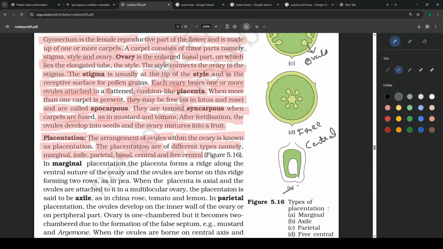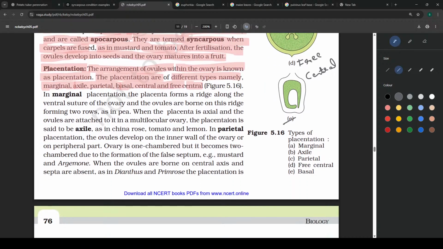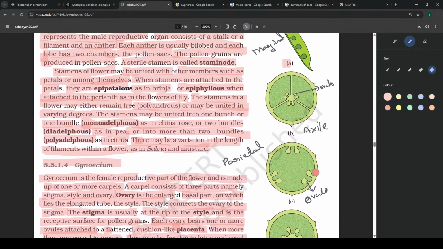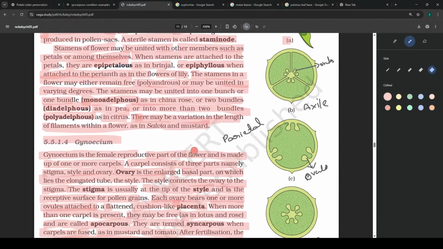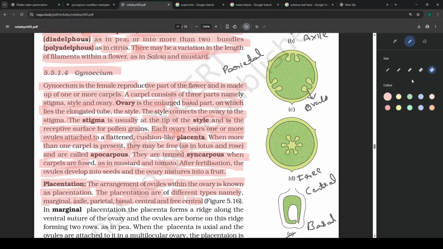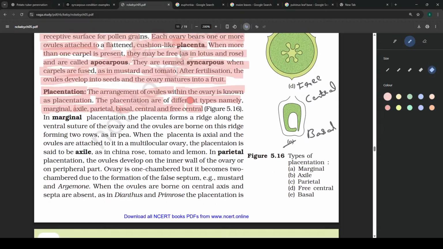And the next one, E: here there is only one ovule at the base of the ovary. It is called basal placentation. Ovules arranged at the margin, marginal placentation; arranged at the axis, axial placentation; arranged parietal, parietal placentation; arranged at the center, free central placentation; arranged at the base, basal placentation.